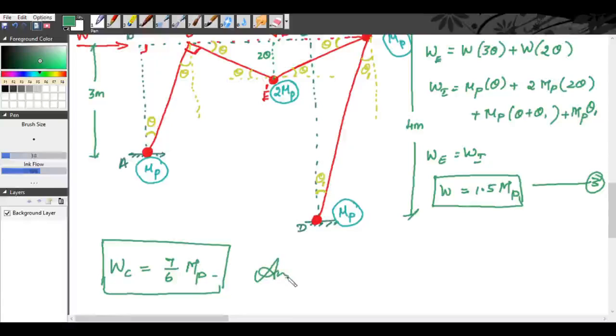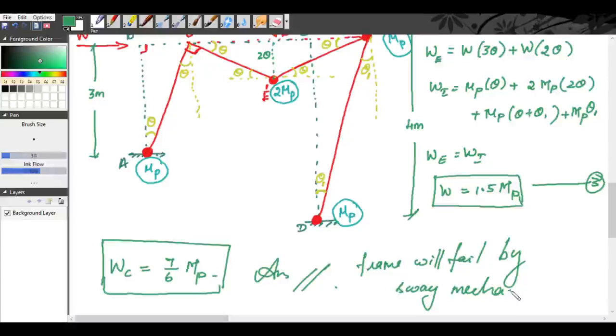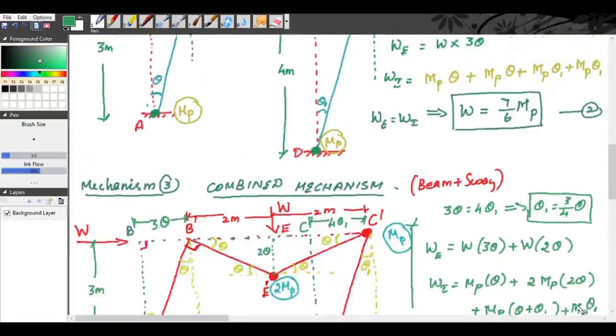This is your answer. That means this corresponds to the sway mechanism, which means your frame will fail by sway mechanism. That is the meaning of that. Okay, this is your conclusion. Your frame will fail by sway mechanism. Now we will move on to the next problem.